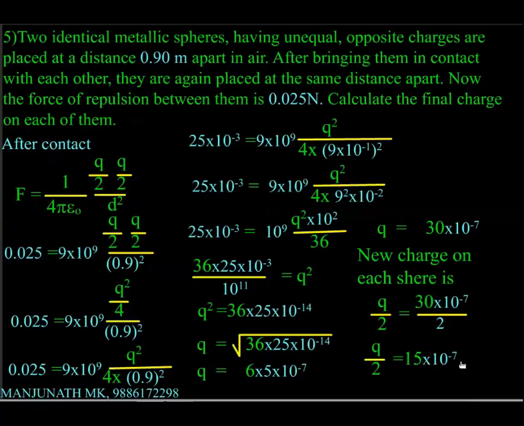And here we have to mention the unit, SI unit of charge, it is Coulomb. So q by 2 is equal to 15 into 10 to the power of minus 7. This is the problem number 5.